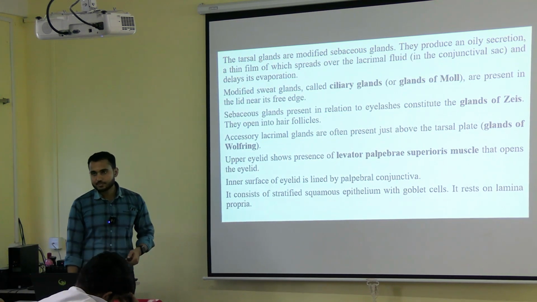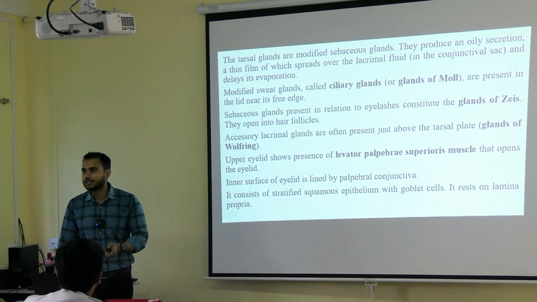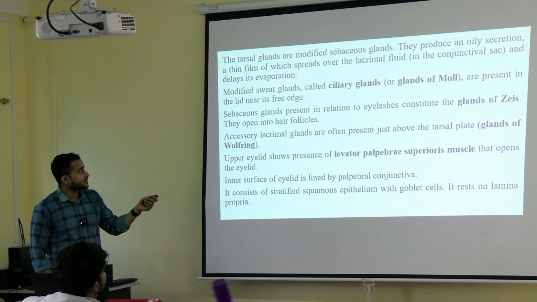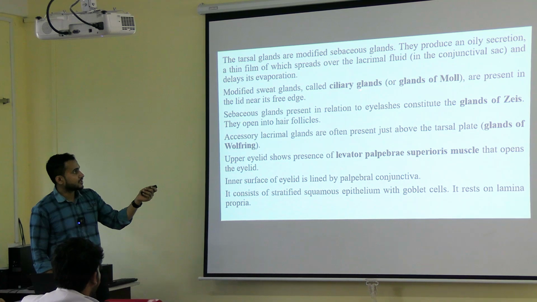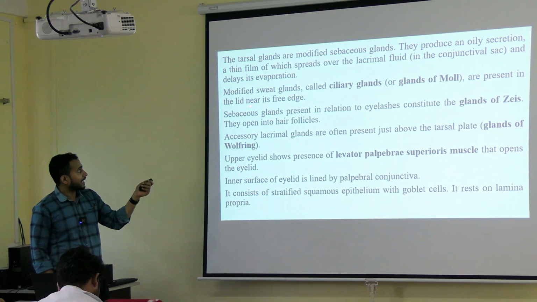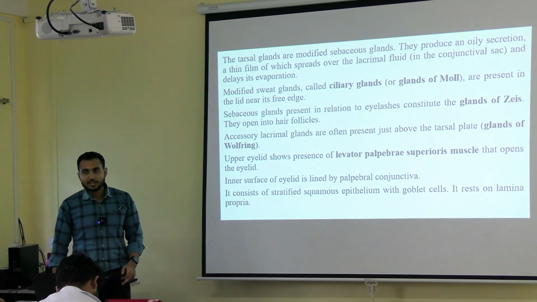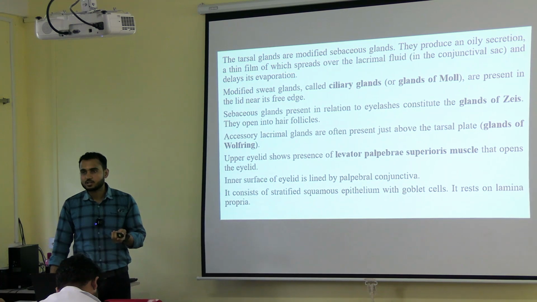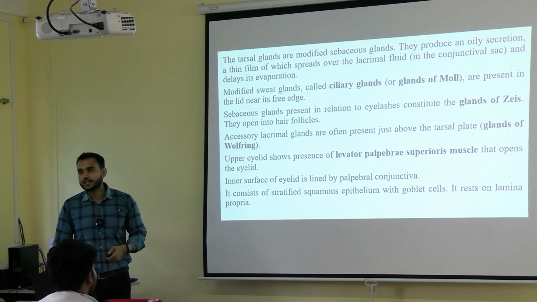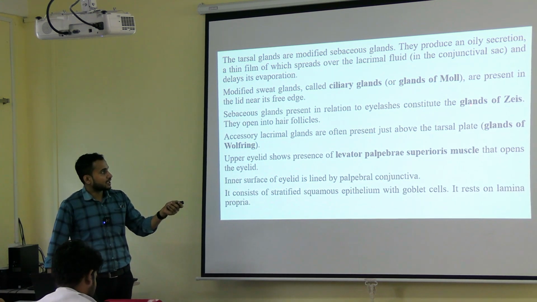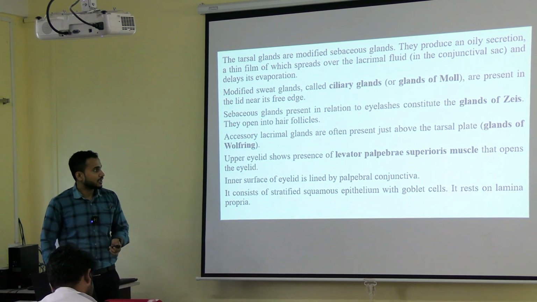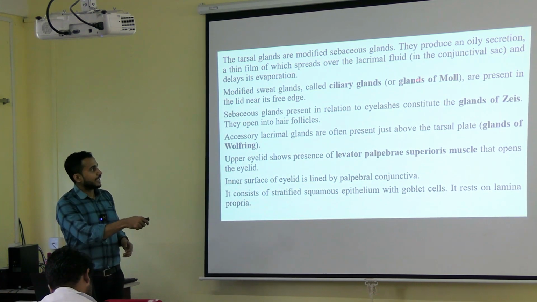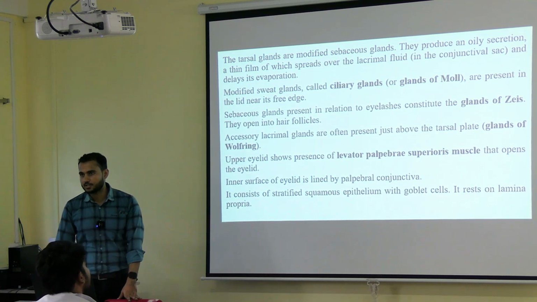Next, there are some other types of glands also present in the eyelids. What are these glands? As you can see, modified sweat glands are there. These are called ciliary glands. These are present at the eyelid near the free edge. Next, along with the eyelashes, some modified sweat glands are present. These are called as gland of Zeiss. Okay, open into the hair follicles. So like this, different types of glands are present in the eyelids.